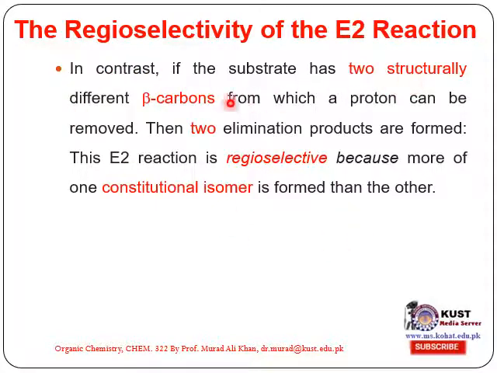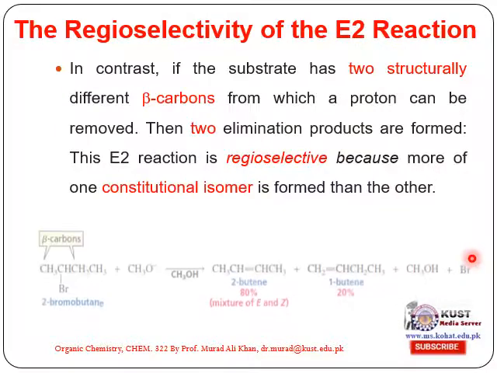If the substrate has two structurally different beta carbons from which a proton can be removed, then two elimination products are formed. And this E2 reaction is regioselective because more of one constitutional isomer is formed than the other one. Here comes the question of regioselectivity, because one constitutional isomer will be abundant, or in a higher percentage, as compared to the other one.